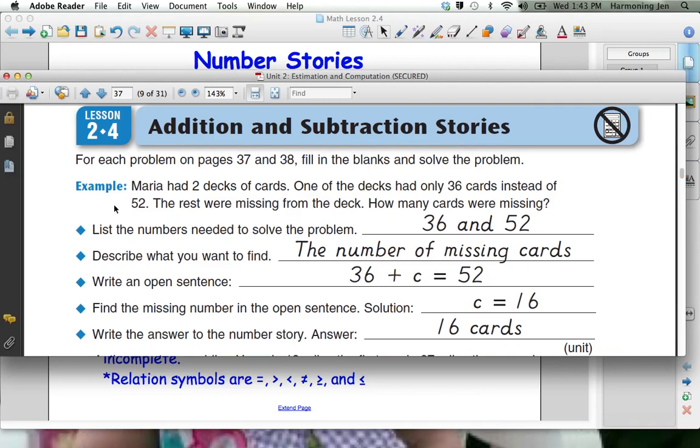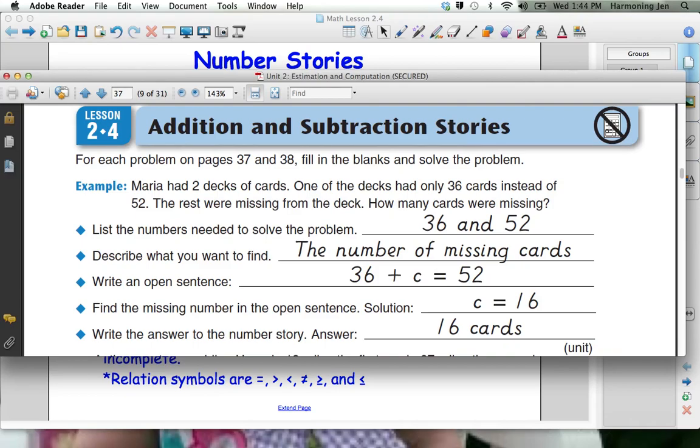Now, we're going to sort of dissect these problems so that you can really get a good understanding of what the problem is. First thing we want to do is list the numbers needed to solve the problem. In this case, we have 3 numbers mentioned in our story problem. 2 decks of cards, 36 cards in one deck, 52 in the other. Now, the question is how many cards are missing. So in order to solve that problem, we need the numbers 36 and 52. We don't need the number 2.